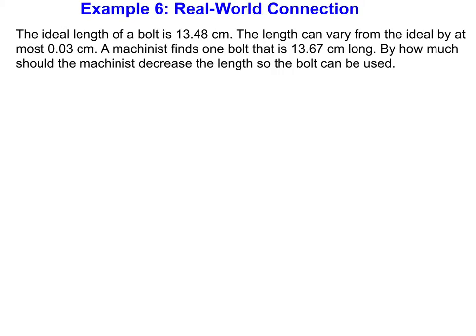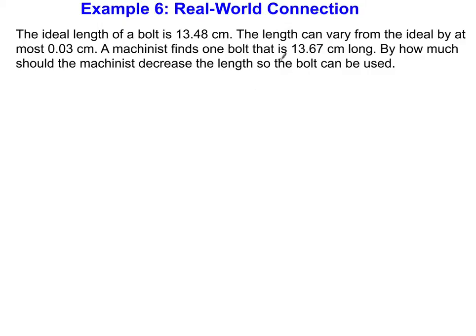Alright, let's do a word problem. The ideal length of a bolt is 13.48 centimeters. The length can vary by at most 0.03 centimeters. A machinist finds one bolt that is 13.67 centimeters long, so he needs to cut something off so that the bolt can be used. So at first, this seems like a really easy problem.